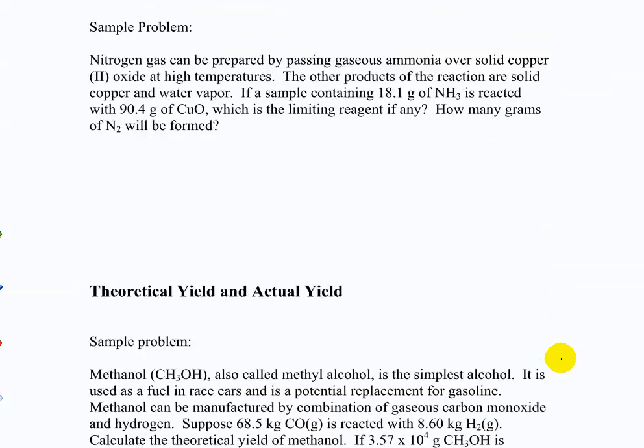Let's look at a sample problem, and then we'll talk about a related thing, which is theoretical yield, which is just another way of asking the same question. So try this one together in your tables. Nitrogen gas can be prepared by putting ammonia over copper oxide. The other products of the reaction are solid copper and water vapor. So it's ammonia plus copper oxide gives you nitrogen gas, copper, and water vapor. If a sample containing 18.1 grams of ammonia is reacted with that much copper oxide, which is limiting, if any, and how many grams of the product will be formed?